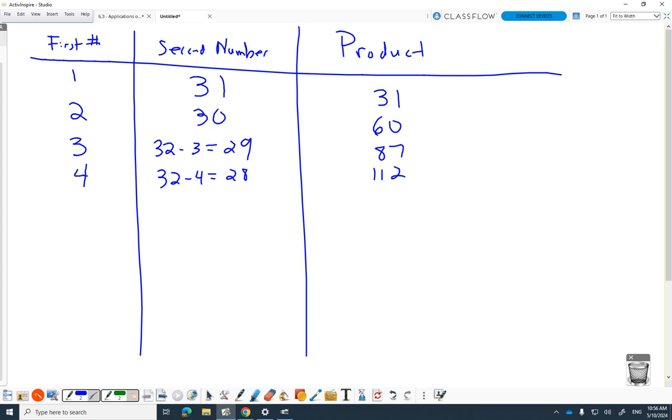5, 32 minus 5 is 27, 135. 6, 32 minus 6 is 26, 156. 7, 32 minus 7 is 25, 175.